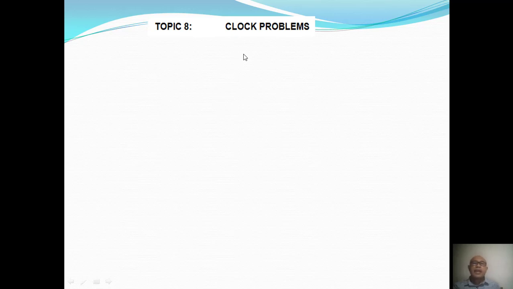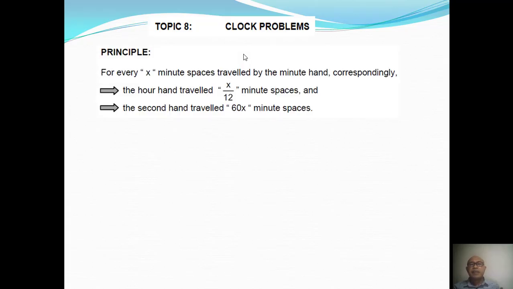Next topic, we have clock problems. So, what is the principle in solving clock problems? For every x minute spaces traveled by the minute hand, correspondingly, the hour hand travels x over 12 minute spaces. And if we have the second hand, it travels 60x minute spaces. Usually in problems involving a clock, we consider only the hour hand and the minute hand.